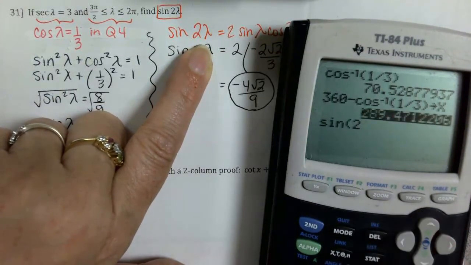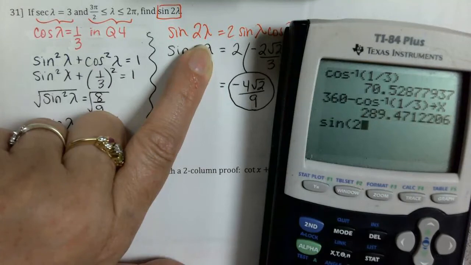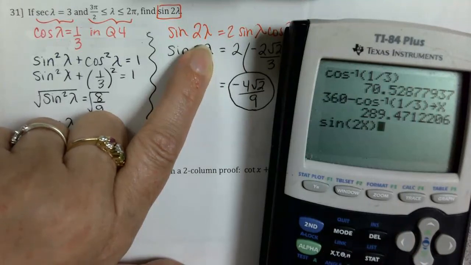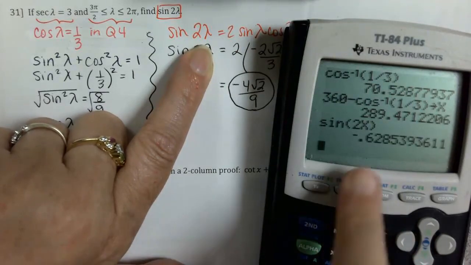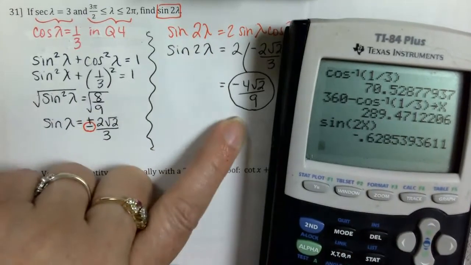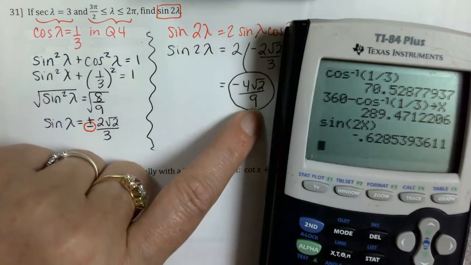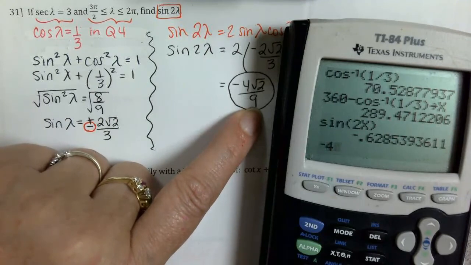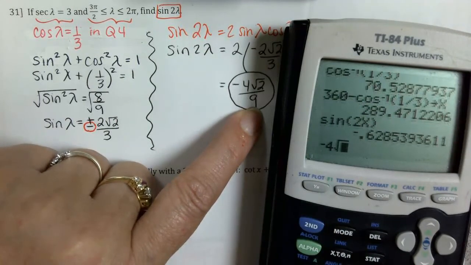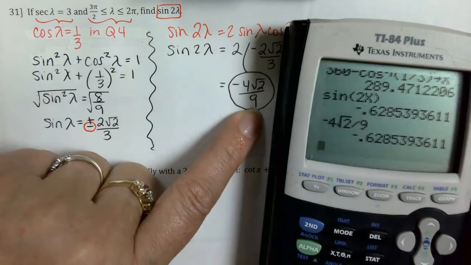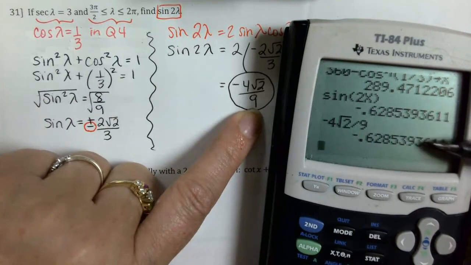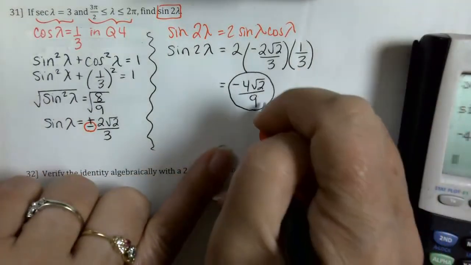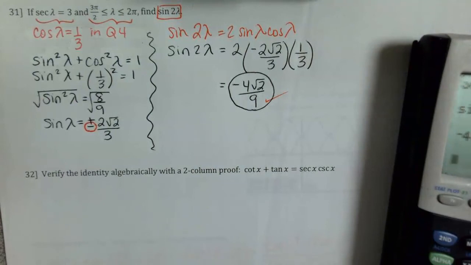Now we can evaluate the sine of 2 times that angle that we just found, which was x. So we're evaluating the sine of the double angle, and we get negative 0.6285. We're going to compare that result to the decimal answer we found, negative 4 square root of 2 divided by 9. And we see that our decimals match. And so this answer then checks.